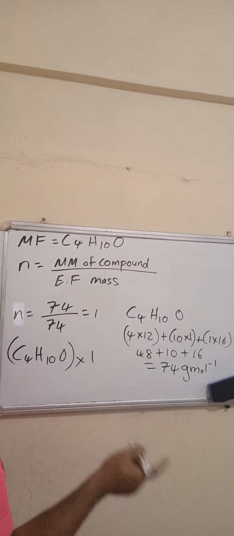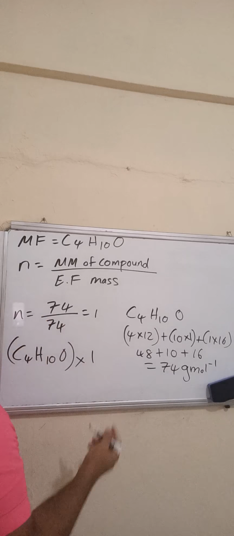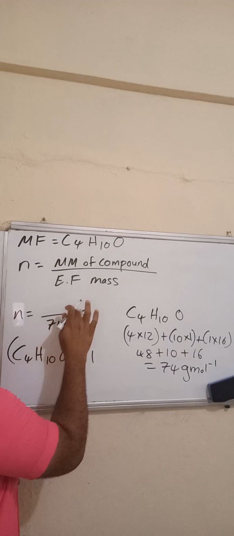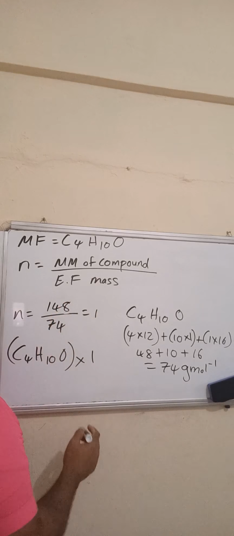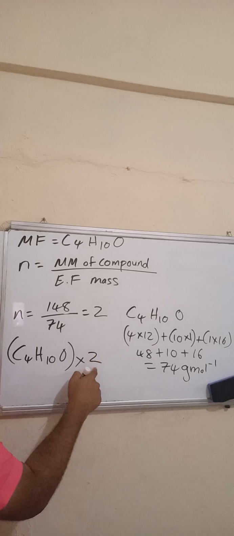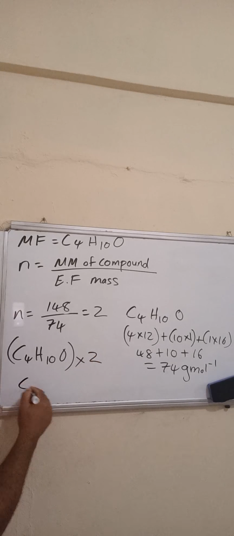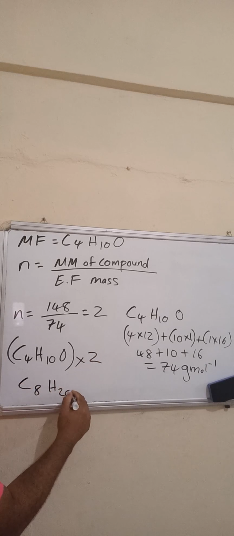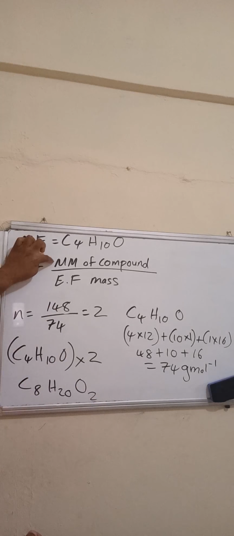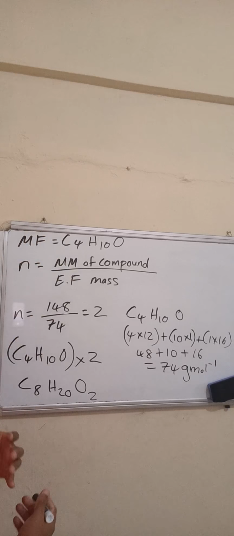Let's say the molar mass of the compound was 148. You would have gotten n equal to 2, and this time you would have multiplied by 2. So you would have gotten C8H20O2. So to get the molecular formula, just divide the molar mass of the compound by the empirical formula mass.